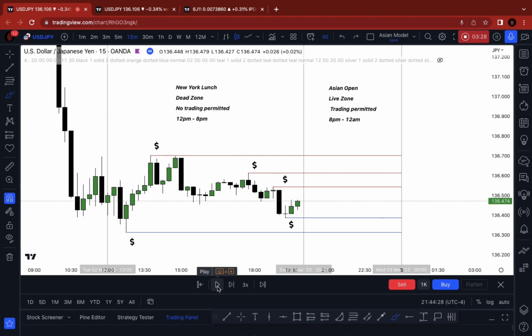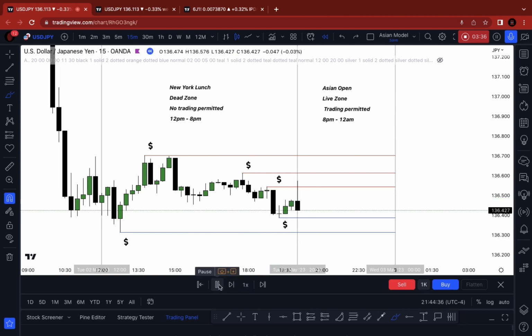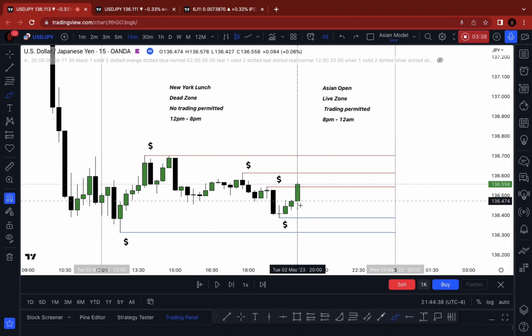Now moving forward, I'm going to see which side of liquidity is going to be taken. Is it the buy side or the sell side? So we'll play it forward slowly. We can see instantly 8 p.m. arrives and it runs up and it takes out this swing high here. Now we can mark off the 8 p.m. opening price here.